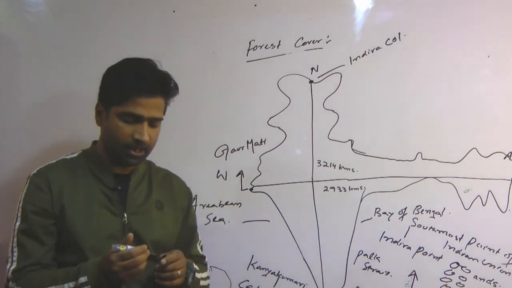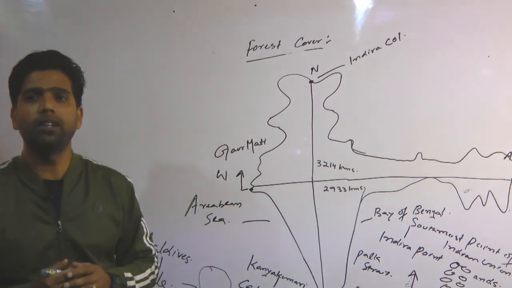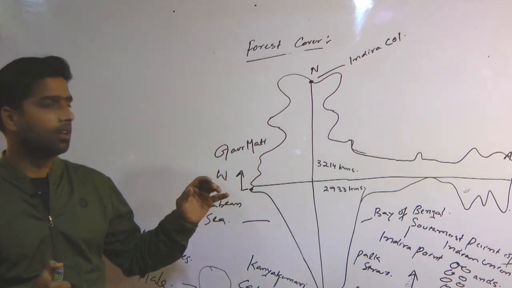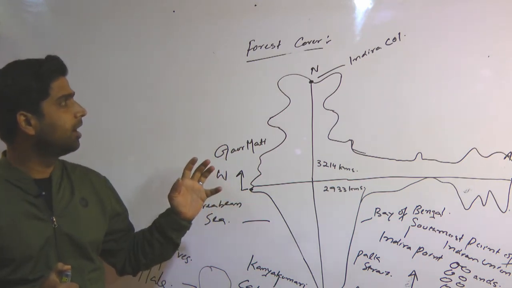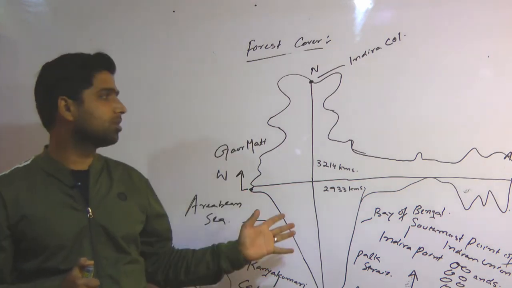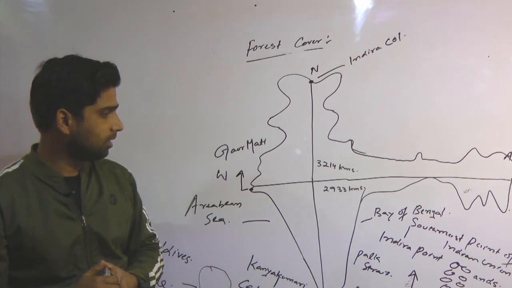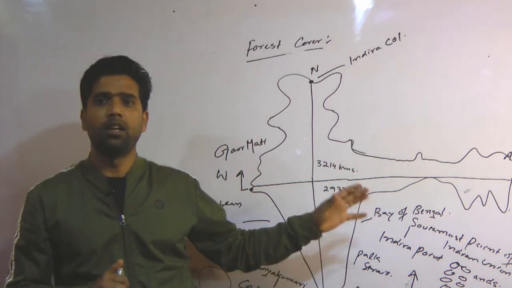With this we have discussed the Indian states, their capitals, UTs and their capitals, and the northmost, southmost, westmost, eastmost points, and the island groups as well.